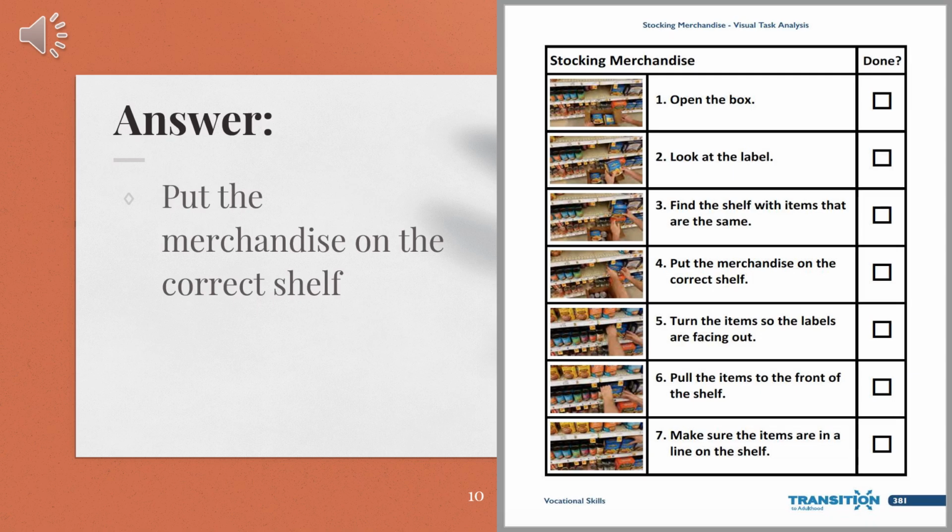The answer to the previous question, what is the fourth component response in stocking merchandise, is put the merchandise on the correct shelf, which you'll see right here. Each numbered response here is a component response of the more complex response of stocking merchandise. On your homework sheet, make sure to fill in the answer, put the merchandise on the correct shelf. I'll give you some time to get that answer filled in.